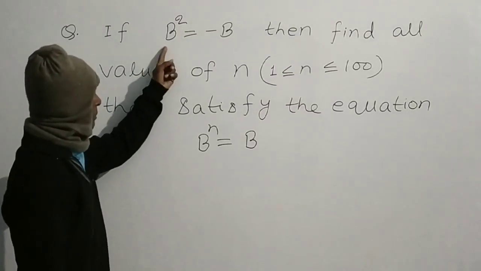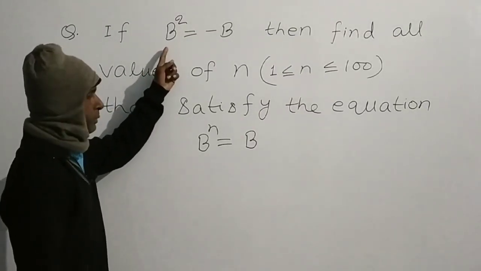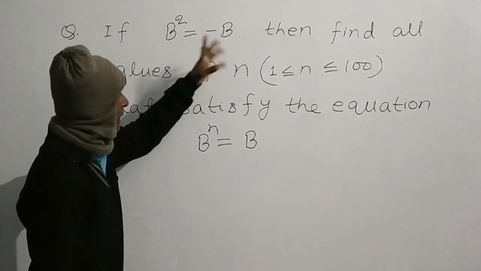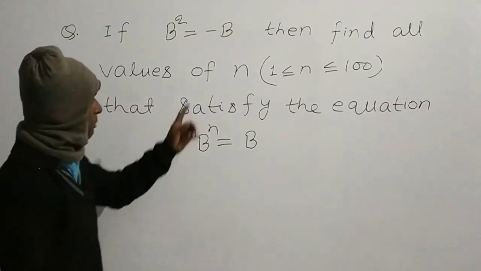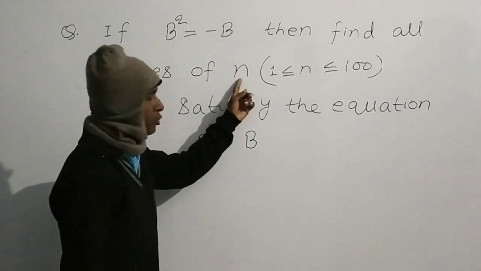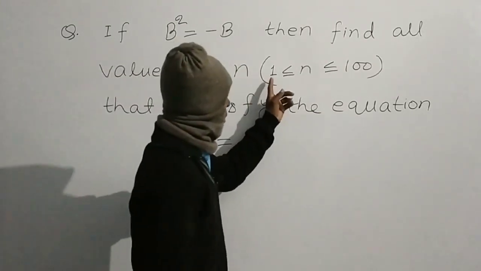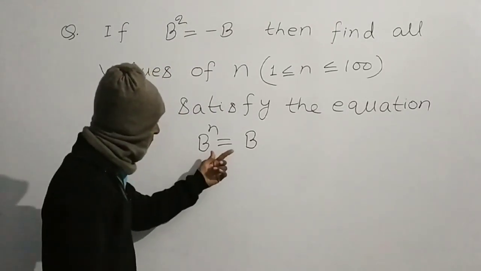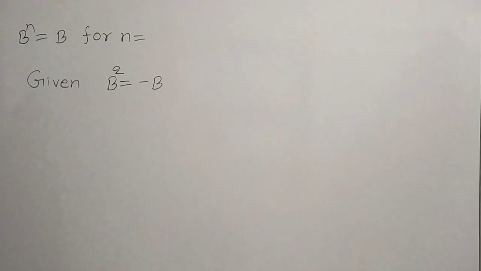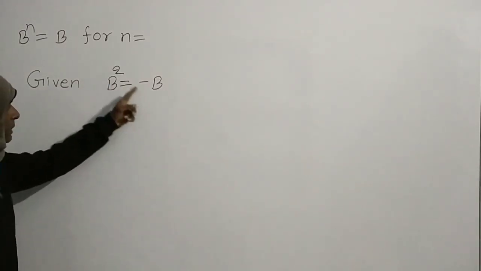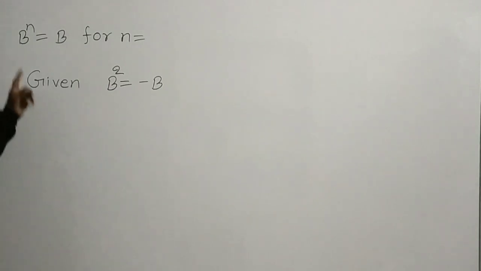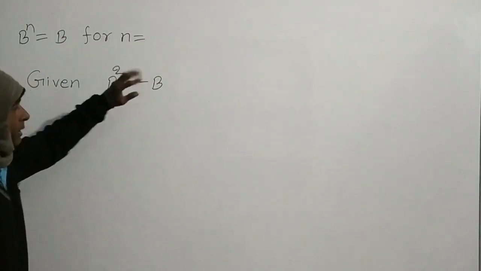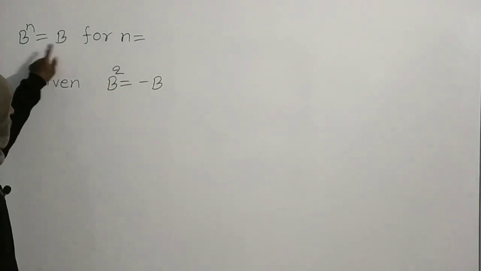If B is a matrix that satisfies the condition that B square is equal to minus B, then we have to find all values of n lying from 1 to 100 that satisfy this equation. It is given that B square is equal to minus B, and we have to find the solution of this equation. That means the value of n that will satisfy this equation.